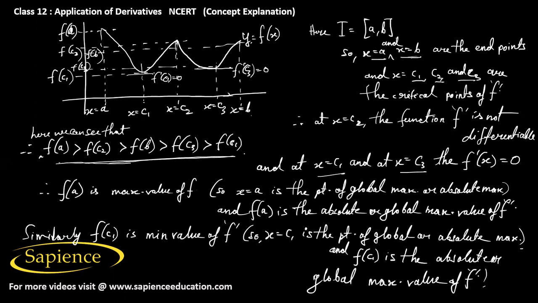So hope you have understood the concept, how to find the absolute or global maximum and minimum value of a function f in a given closed interval. So thank you.